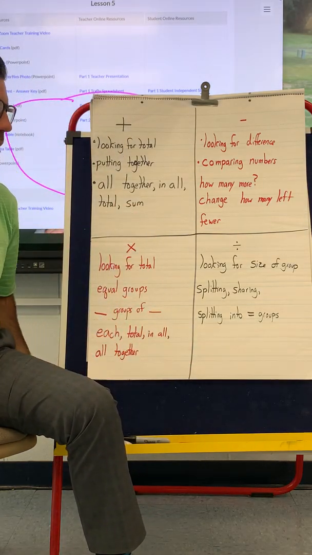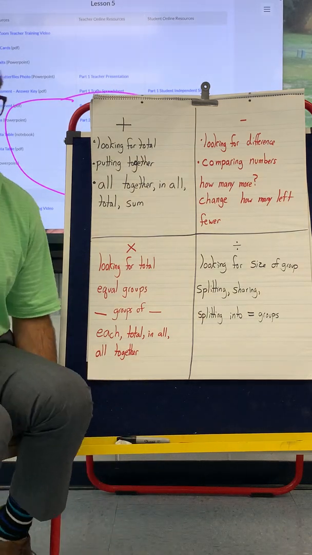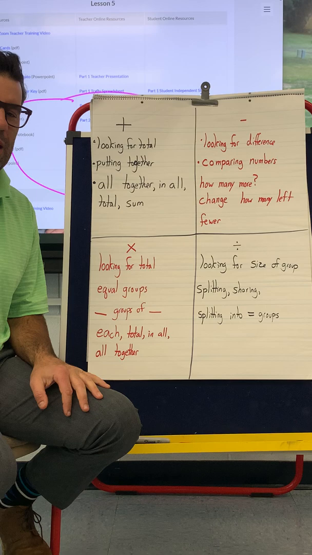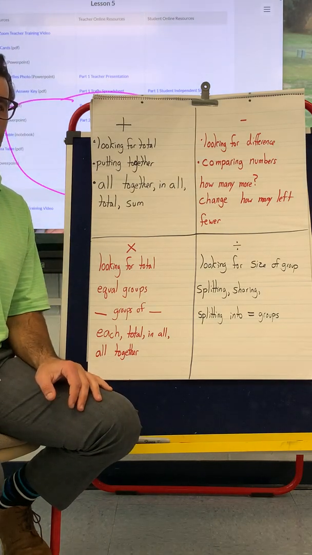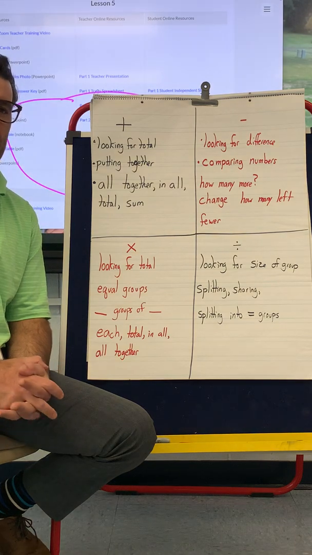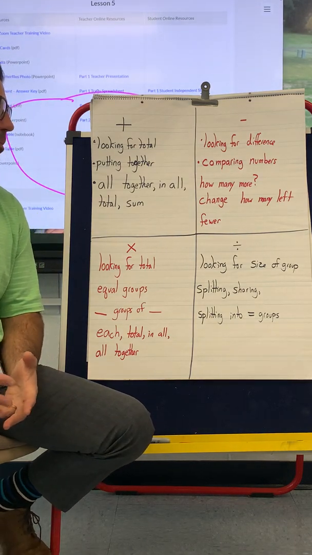So they'll be missing information, and sometimes they'll ask you, what is the missing question? What that means is just, what do I have to do first, basically? What do I need to do first to solve this problem? And then I can go and solve the problem.